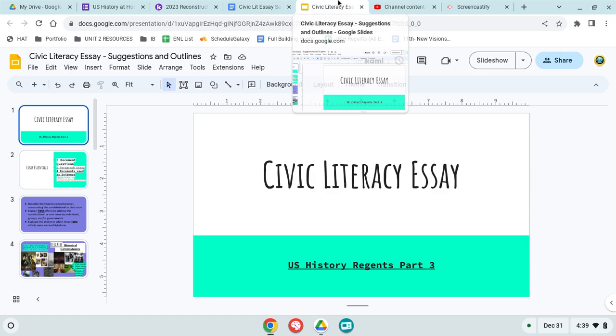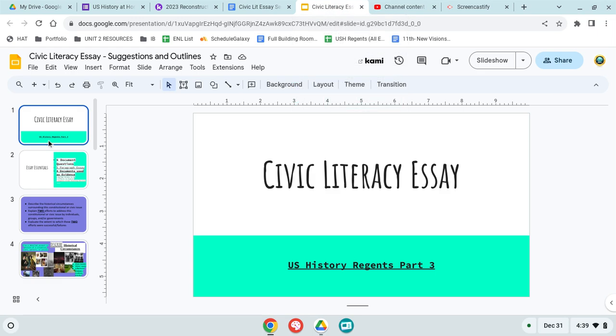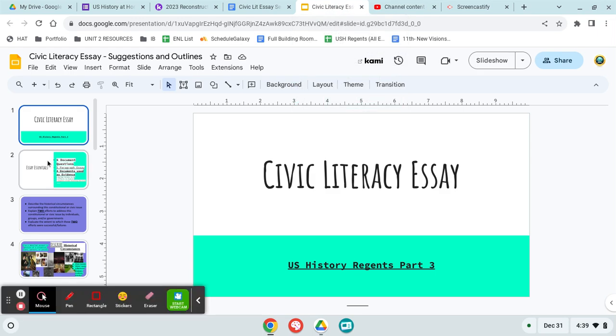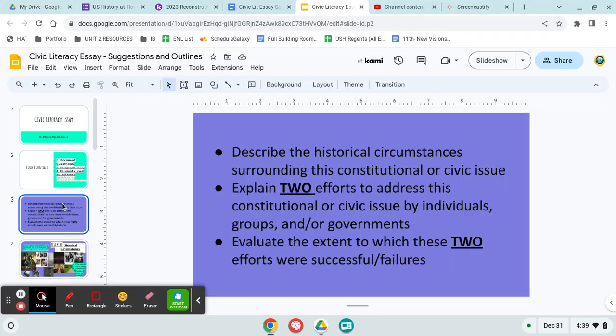But first, let's start by looking at the actual civic literacy essay task. What are we supposed to do on this task? So these are the 3 bullet point instructions that we have from the New York State Regents. And the key here is that I've changed some of the language because in the past, New York has been very vague with their actual expectations of students on this task. And they've changed what they've wanted in the past. So here is the task.